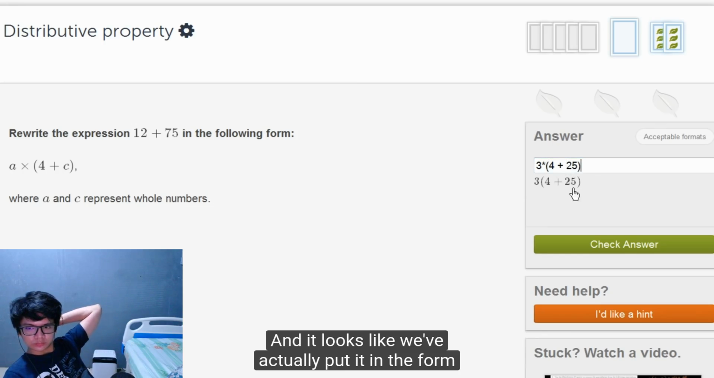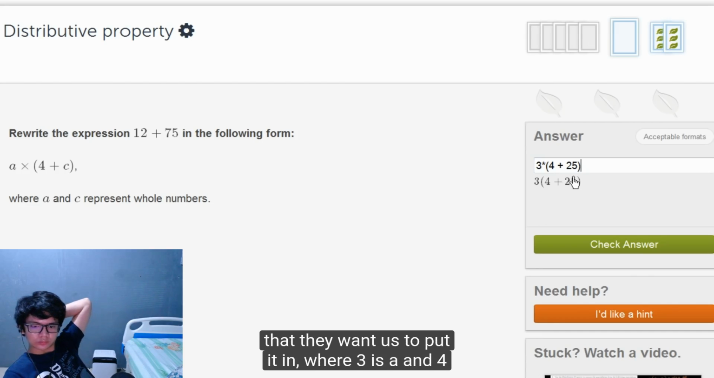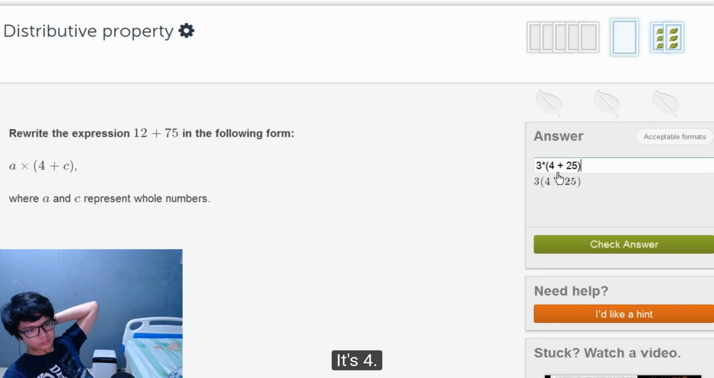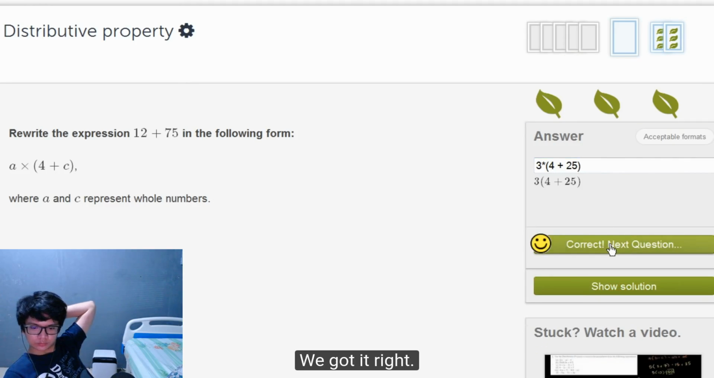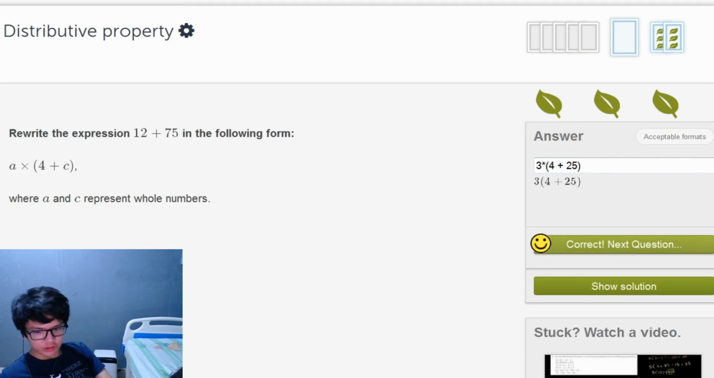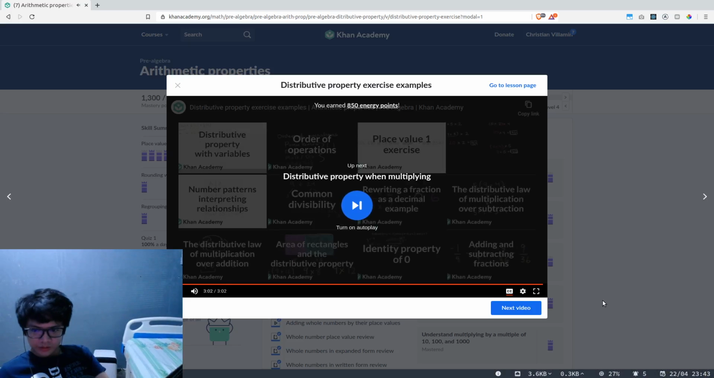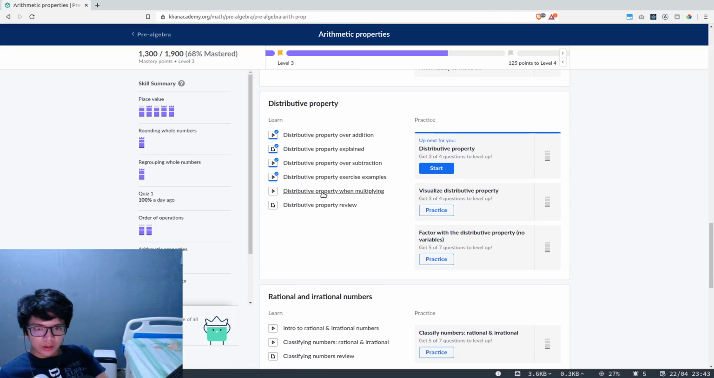And it looks like we've actually put it in the form that they want us to put it in, where 3 is A, 4 is right there, and then C is 25. So we've put it in the right form. Let's check our answer. We got it right. Oh, that's insane. Very cool. Okay.